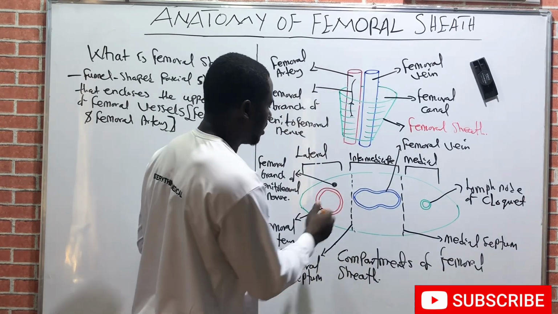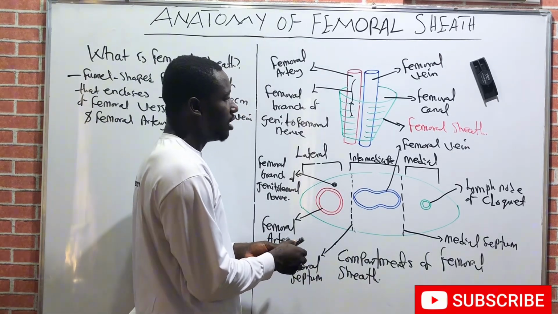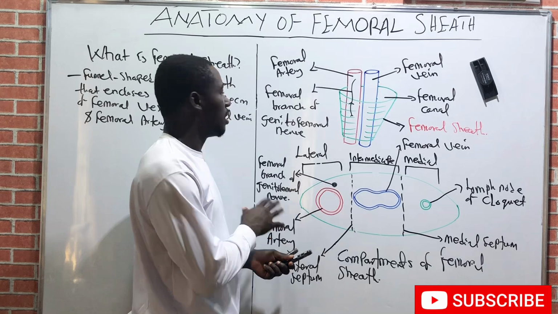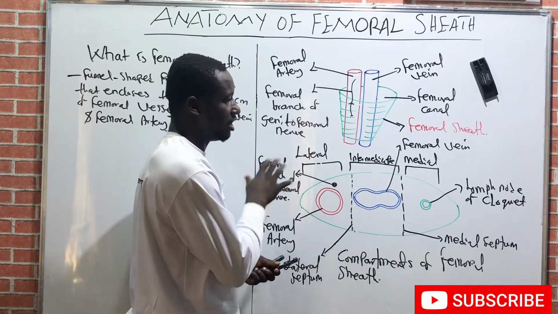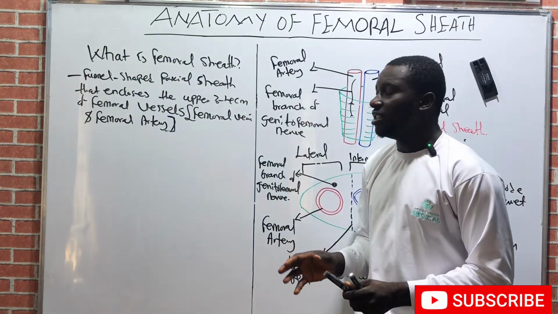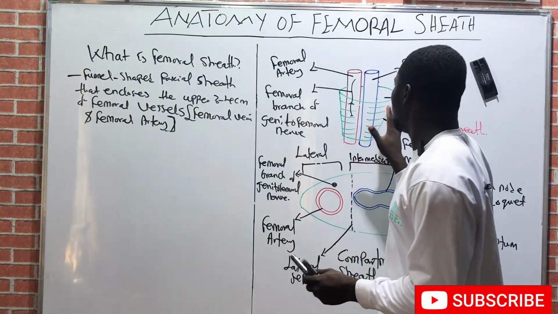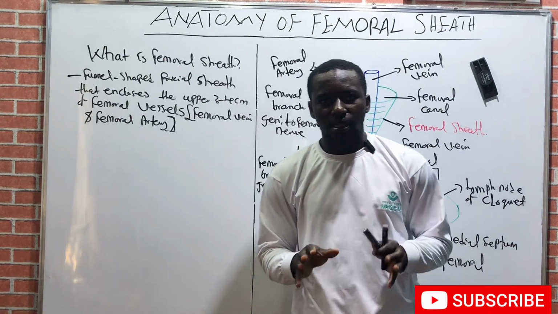Okay, as you can see here, we have done justice to the compartments of the femoral sheath and how it is located in the femoral triangle. That is all about the femoral sheath. It is not a broad topic, but it is clinically important because it encloses the femoral vessels. Here comes the end of this class.